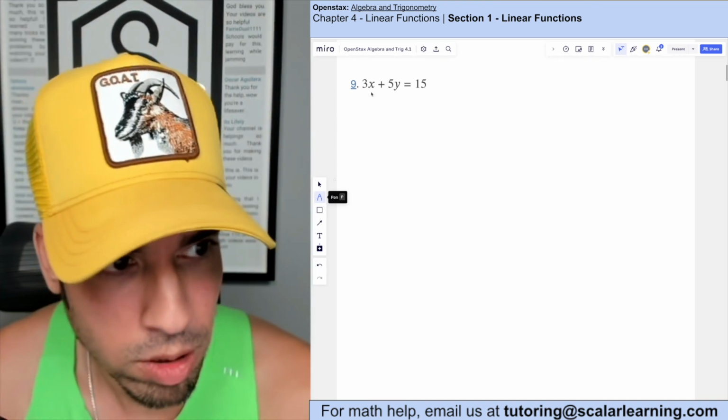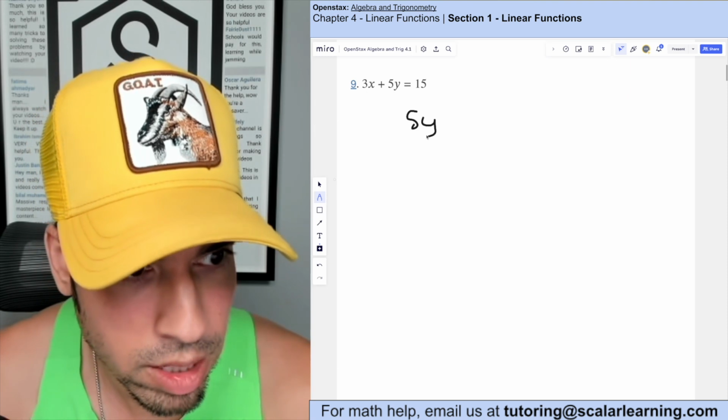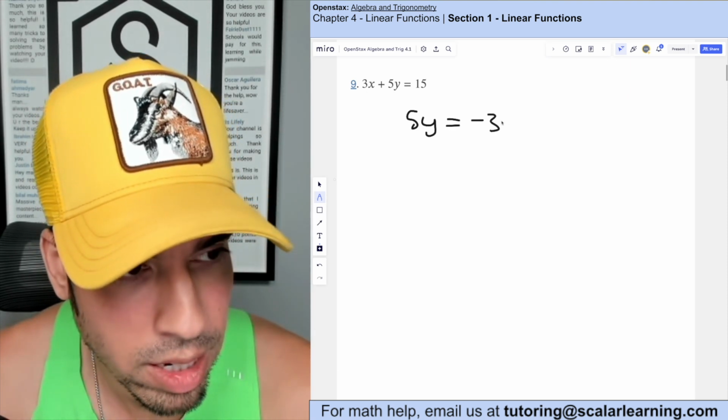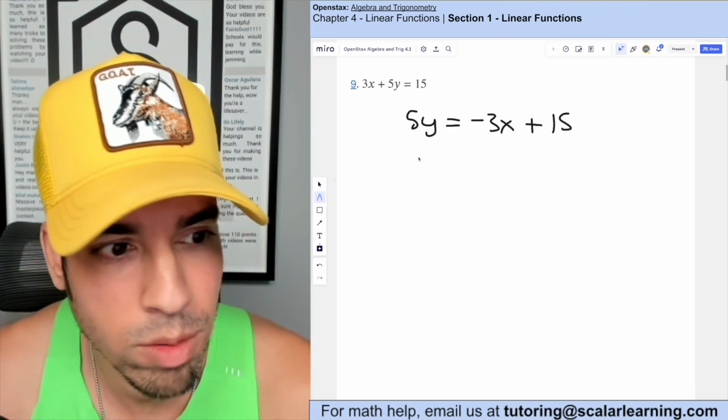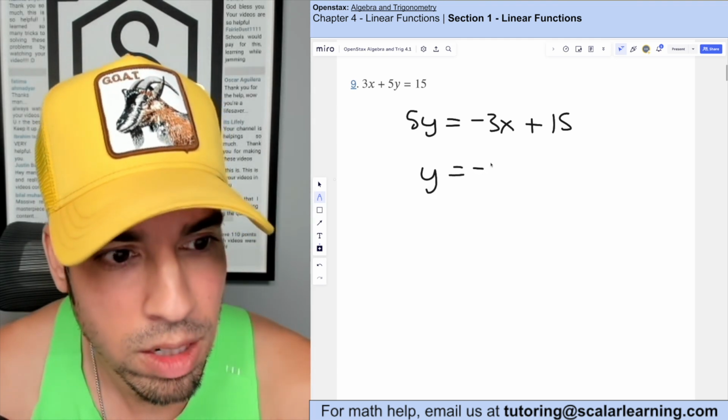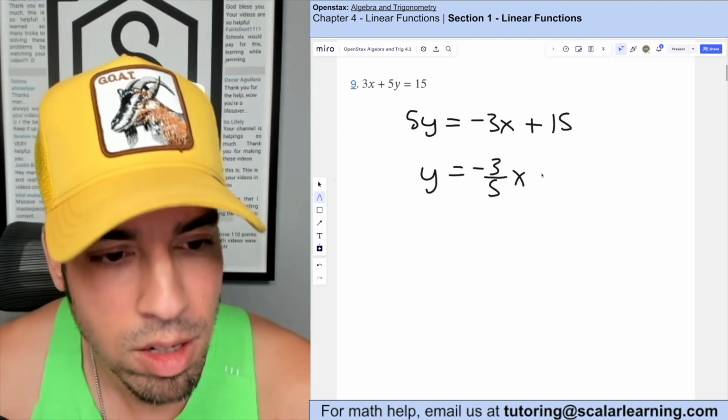So the question here is, can this be written as a linear function? And I would say absolutely. So we're going to just isolate that y. 5y equals negative 3x plus 15. Then we're going to divide by 5. We get negative 3/5 x plus 3.